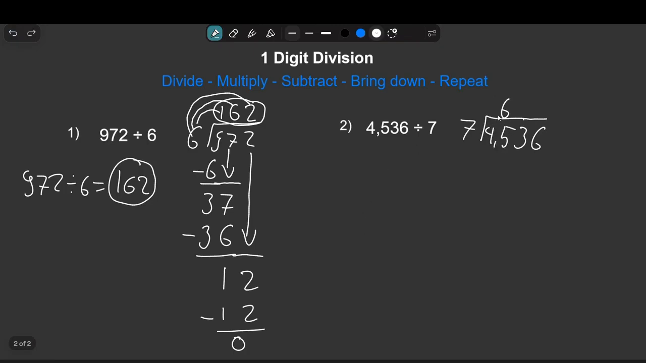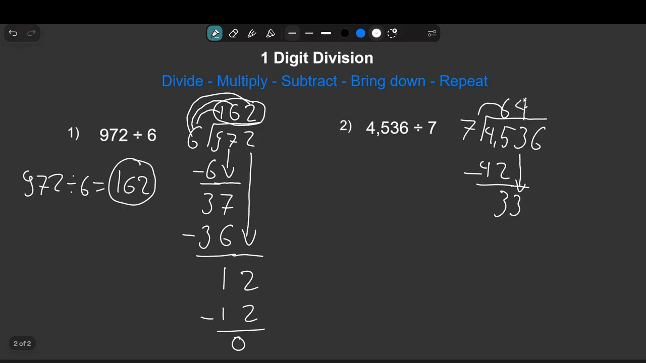So now again, we're going to multiply 6 by 7. 6 times 7 equals 42. So I'm going to write it down here. 45 minus 42 equals 3. Now we're going to bring down this number and we're left with 33. Now 33. How many times does 7 fit into 33? 7 fits 4 times into 33.